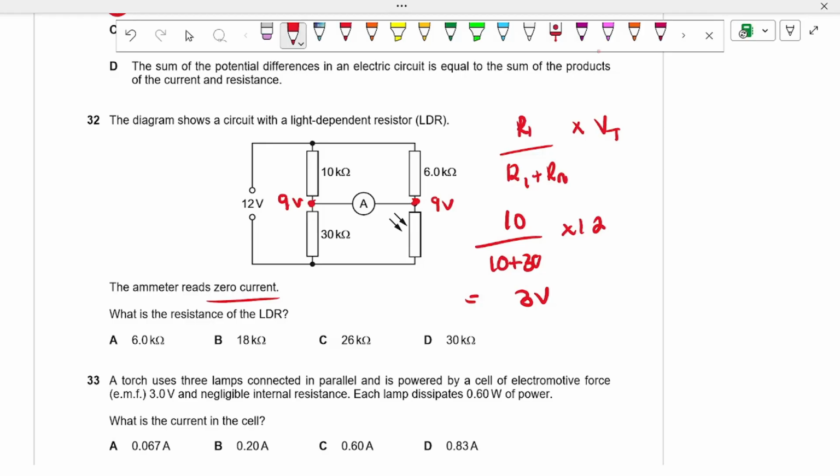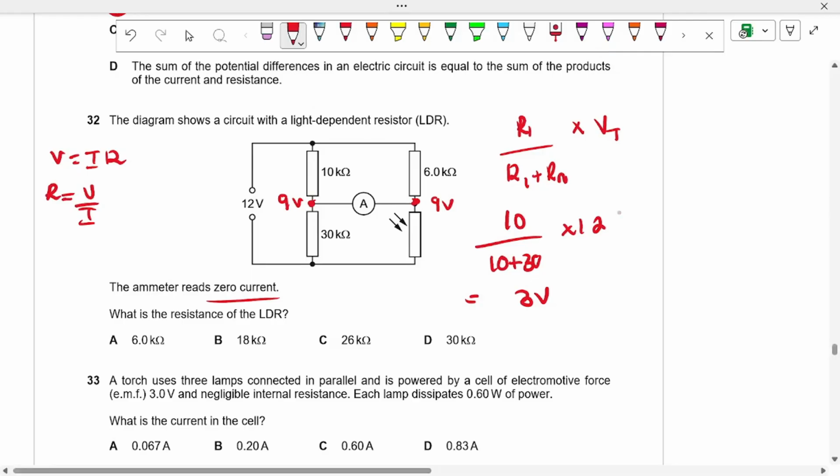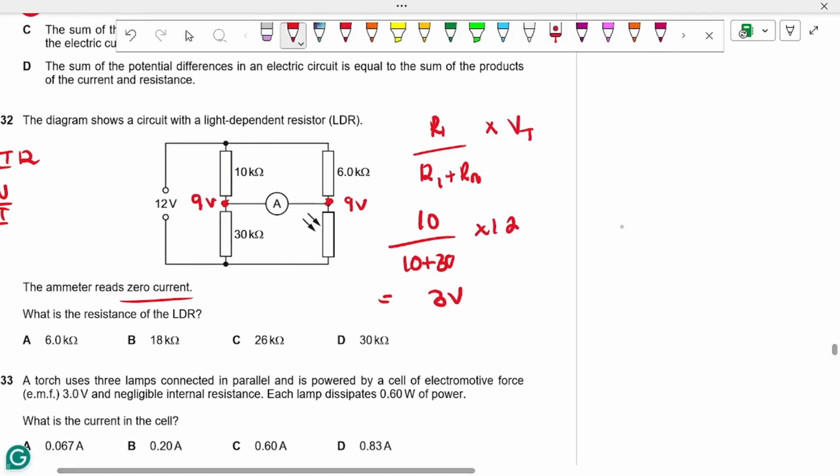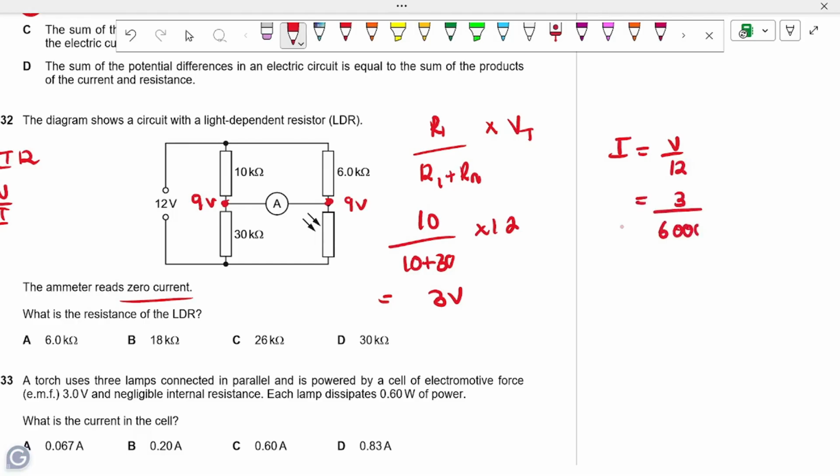And I want to find the resistance of the LDR. Current, V, R, how are they related? Well, V equals IR. So if I want to find the resistance across this, I just need the current through that whole system. If these took 3 volts and it's a 6 kilo ohm resistor, I can calculate the current because the current will just be V over R: 3 over 6,000.